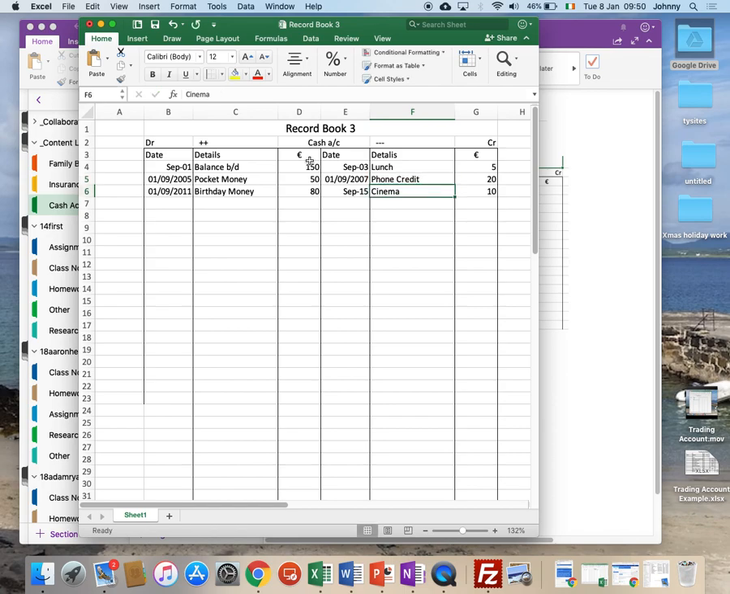Now, next one it says, bought lunch, €8. CR, so that's lunch. And it's September 19th, okay? Next one, purchased school materials, €10. Okay, so school materials, and it's €10. And the date is the 23rd. Next one, paid for cinema, €12. Okay.